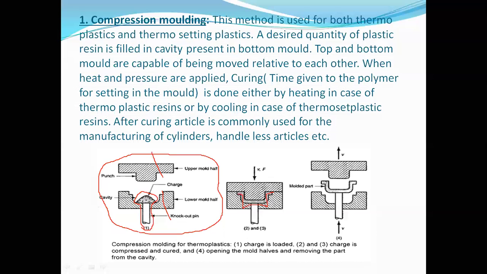In between the upper mold and lower mold halves, I would like to place the charge. I'll ask you a question, right? What is known to be the charge? Raw plastic is known to be the charge. This charge is nothing but a plastic raw material. Plastics have two classifications: the first is thermoplastic and the second is thermoset plastic. Simple. In between the lower and upper mold half, I would like to place the plastic.